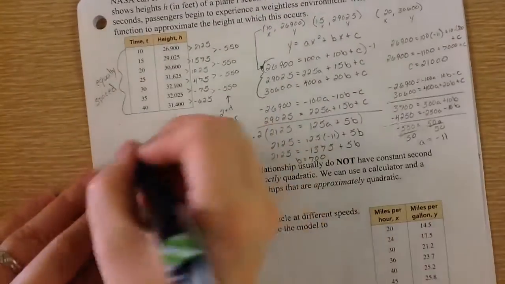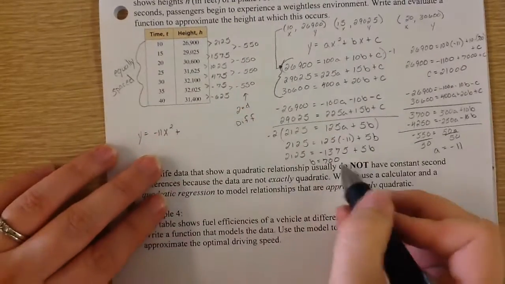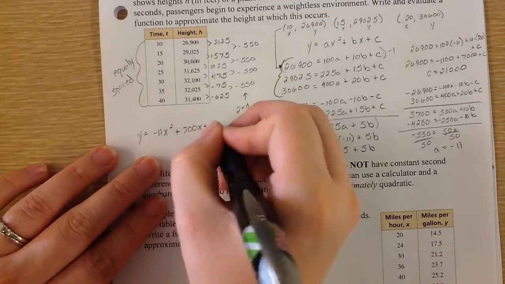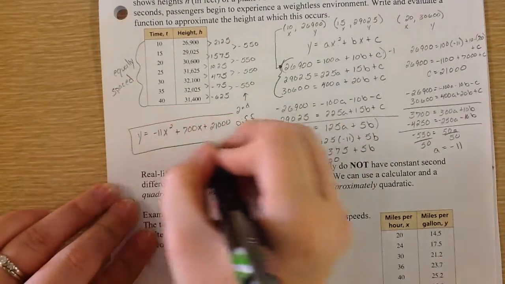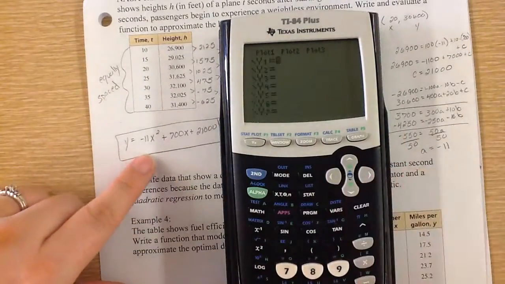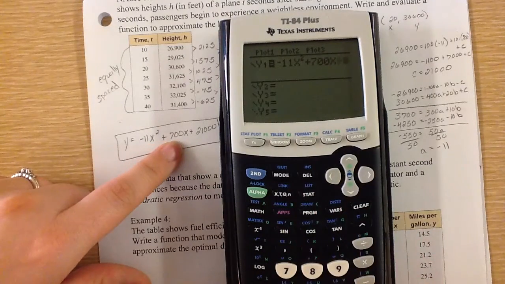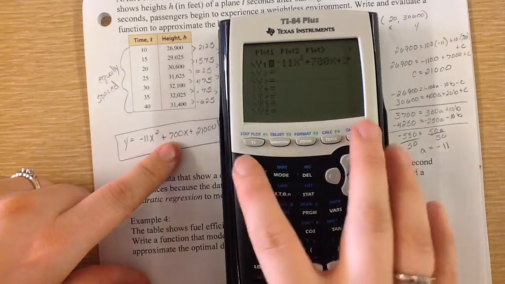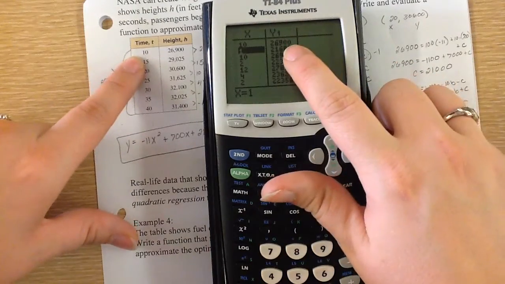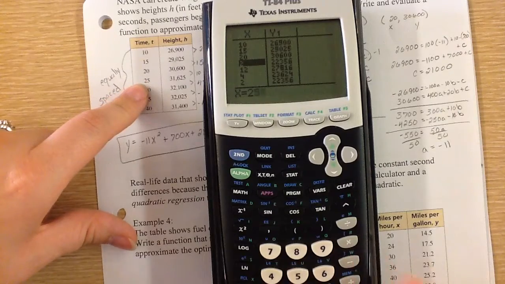Okay, so then my equation is y equals, we know my a is negative 11 x squared, plus my b there is 700 x, plus my c is, so there's my equation. The real test is if I was to graph this, would these points work? Let's see, 10, it worked. What about 15? Yep, 20? Yep, we got it.